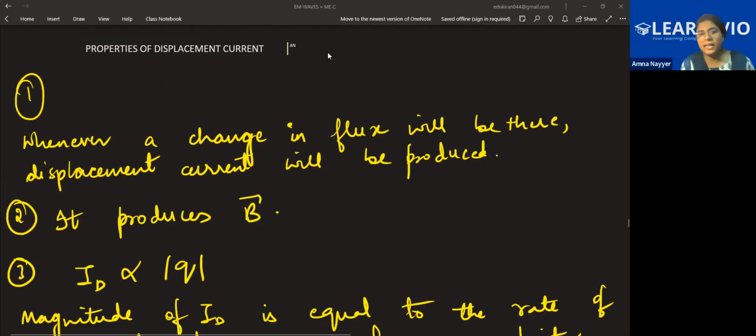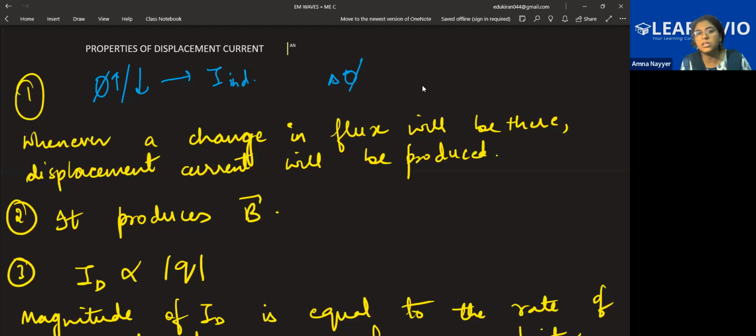Okay, let us quickly complete. Only some portion is left. See, some properties of the displacement current. Whenever a change in flux will be there, displacement current will be produced. It's like whenever the flux increased or decreased in Faraday's laws also, we said that current was induced. So similarly here also, whenever there's a change in flux, it will only produce the displacement current, because we've seen how it is directly proportional to it.